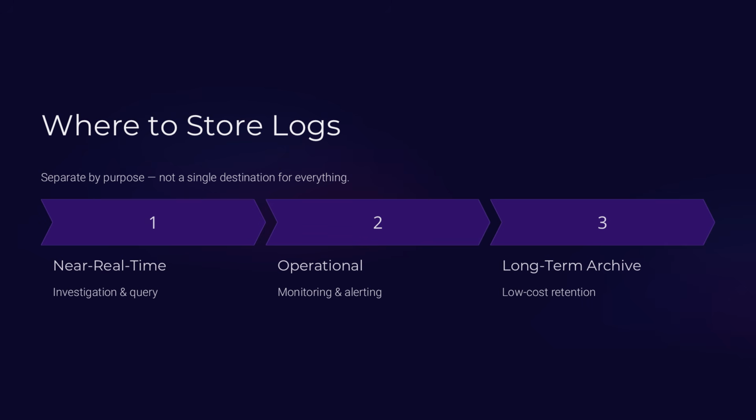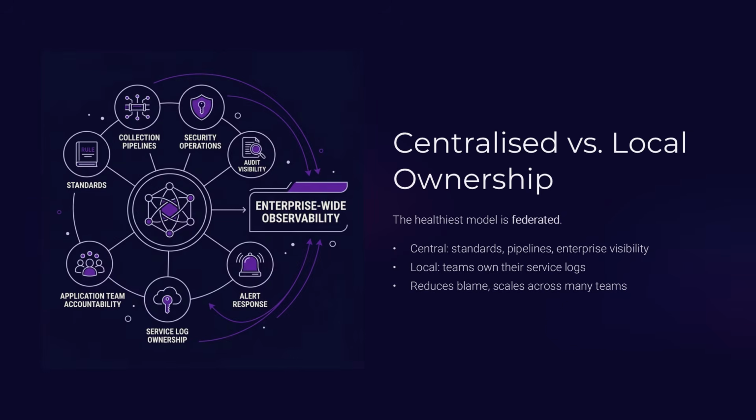The leadership value is cost and control. The architectural value is clarity. Different log types and different business needs require different storage strategies, and your design should reflect that intentionally rather than accidentally. With storage purposes clear, you now address organizational design because logging programs fail when ownership is unclear.